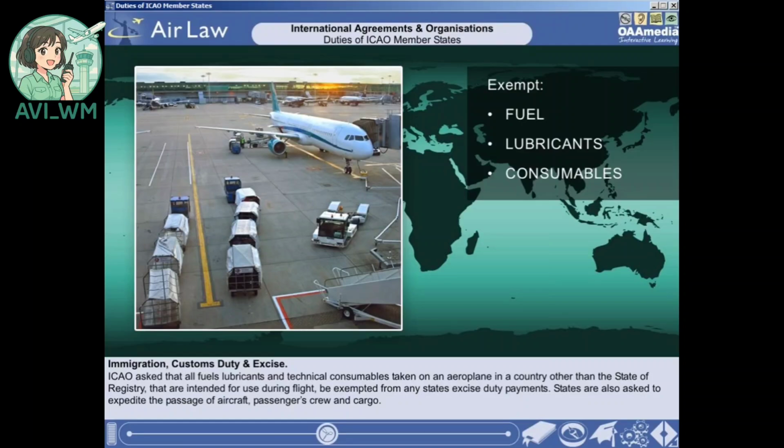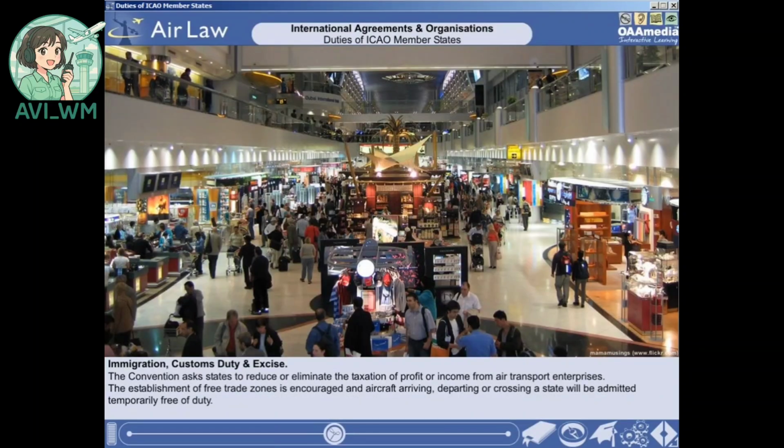States are asked to exempt fuel, lubricants, and other technical consumables taken on an aircraft in a state other than the state of registry, providing the consumables are for consumption in flight. They are also asked to undertake the expeditious passage of aircraft, crews, passengers and cargo, especially in the areas of immigration, quarantine, customs and clearance. Within the areas of custom duty and excise charges, the Convention also asks states to reduce or eliminate the taxation of profit or income from air transport enterprises.